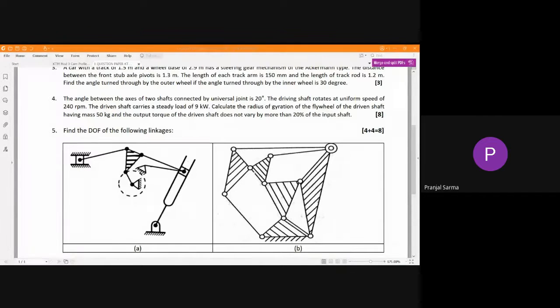Also the steady loading is given. So just use the given formula and put it down in that particular known formula. That should give you the answer, because that variation is also found out. Alpha is given as 20 degrees.